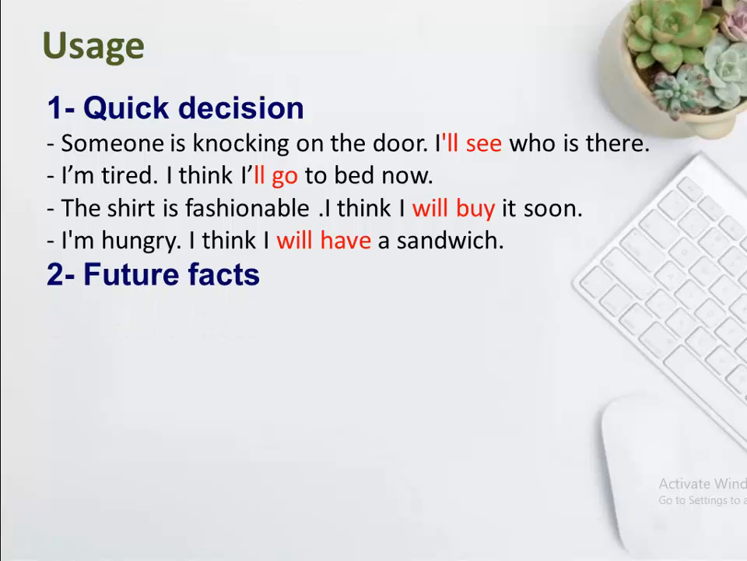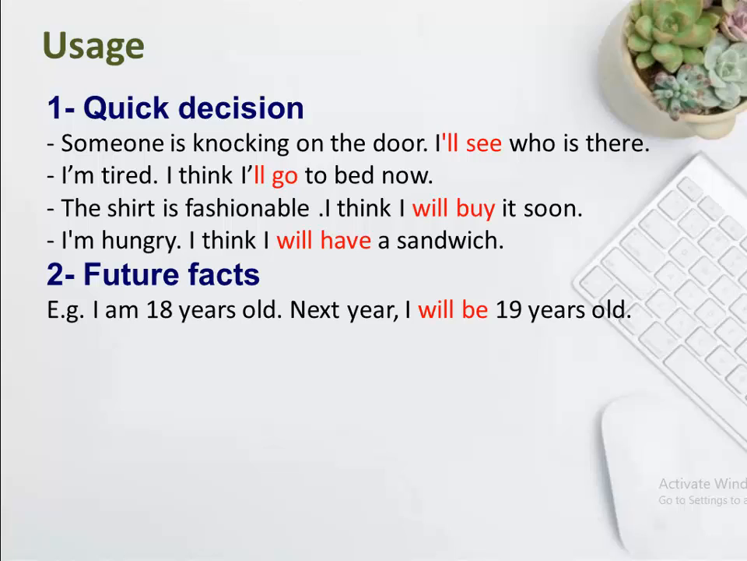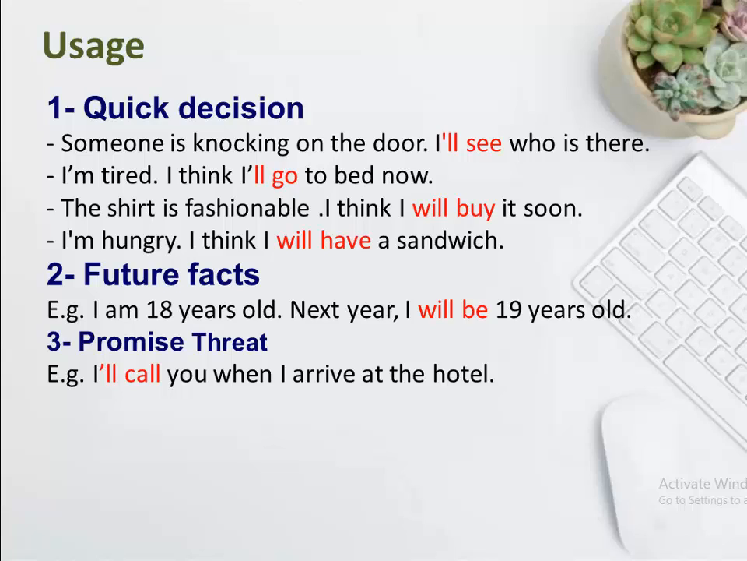Number two, future facts. We use the future with will for future facts. I am 18 years old. Next year, I will be 19 years old. Number three, promise and threat. I will call you when I arrive at the hotel. This is a promise. I will call the police if you do that again. This is a threat.